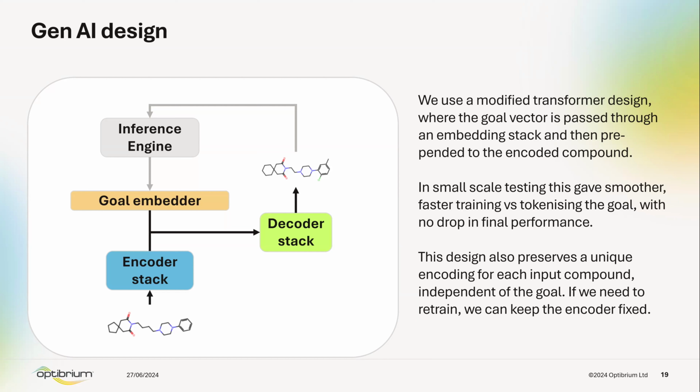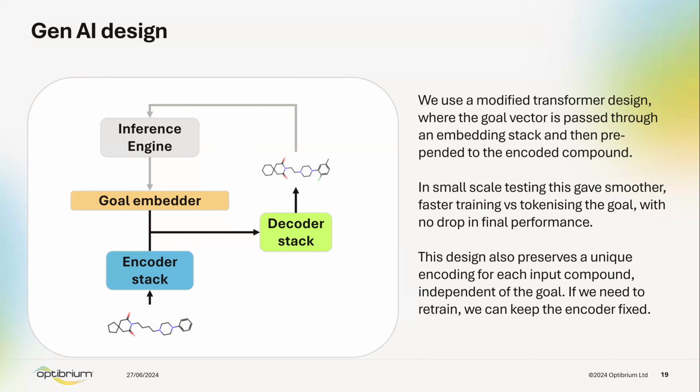So we have three parts of the model. There's the encoder stack, which takes an input compound and transforms it to a latent representation in some high dimensional space. We then have the goal embedder that takes our goal from the inference engine, matches it onto that space, puts it onto the same dimensionality, and then this combined sequence is passed through the decoder stack, which outputs output compounds, which are optimized to match that goal. So this gives a really nice way of getting this goal information in there.